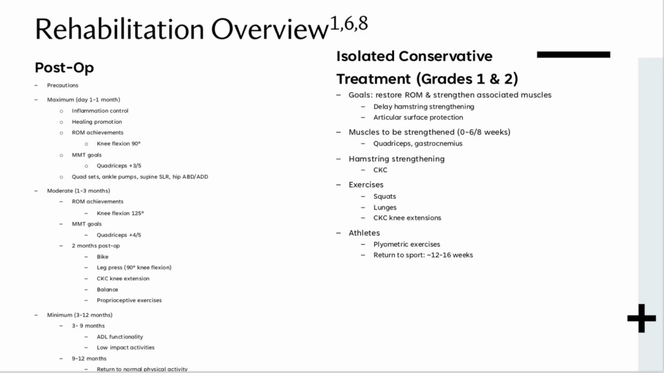For the isolated conservative treatment, this is usually for grades 1 and 2. The goals are to restore range of motion and strengthen the associated muscles such as the quadriceps and gastrocnemius. It is important to point out that you do not want to begin hamstring strengthening for about 6 to 8 weeks during the plan of care in order to decrease the likelihood of the PCL being stressed.